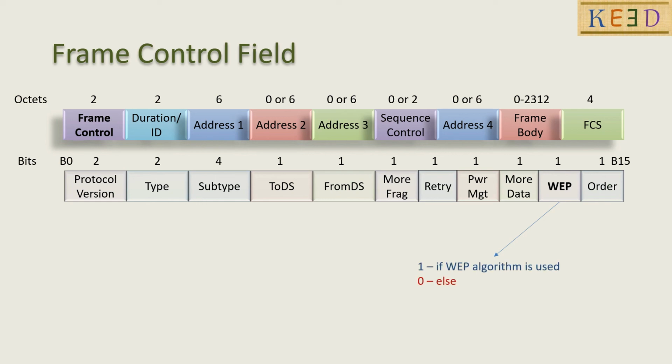WEP is 1 if the WEP algorithm is used. Order is 1 to indicate that the frame is transferred using strict ordered service. That is, the frames transferred are in order. That's all for this lecture.